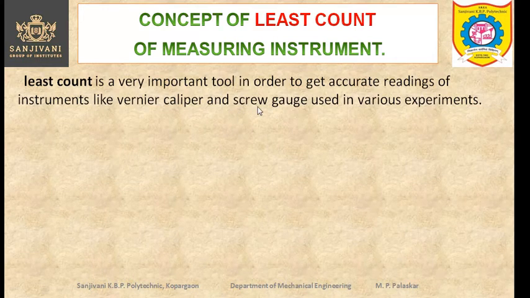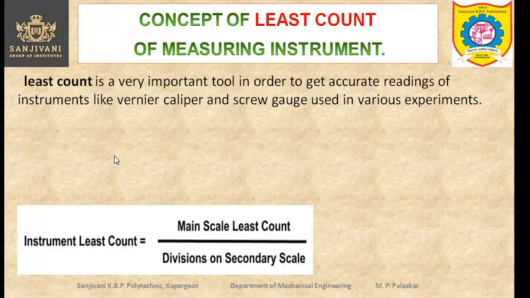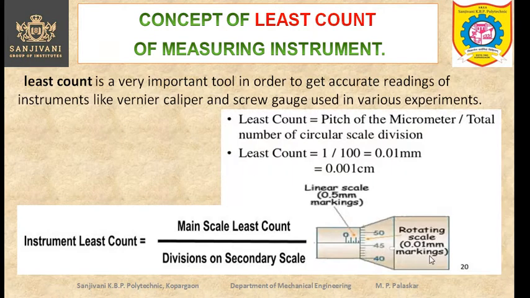Now this least count is very important in order to get accurate readings of instruments like the vernier caliper and screw gauge in various experiments. You can take a vernier caliper or screw gauge or any other measuring instrument. The least count of such instruments like the vernier caliper and the screw gauge is equal to the main scale least count divided by the divisions on the secondary scale. The secondary scale may be the vernier scale in case of a vernier caliper, or it may be the circular scale in case of a screw gauge. So let us try to find the least count of the screw gauge. So this is the screw gauge.